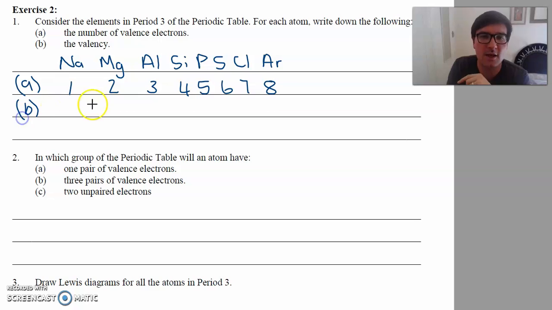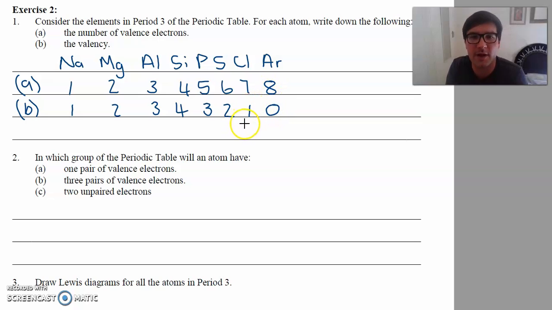And the valency for group 1 to 14 will be 1, 2, 3, and 4, whilst for group 15 to 18, it would be 8 minus the group number. So 8 minus 5 is 3, 8 minus 6 is 2, 8 minus 7 is 1, and argon doesn't have a valency, it's a noble gas.